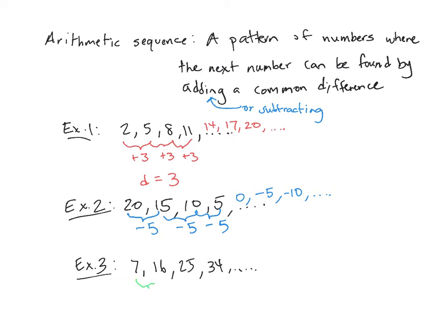So hopefully you realize we're going to be adding by 9. If I continue to add by 9, after 34, my next number would be 43. I could continue on with 52, 61, and so on, but hopefully you selected 43 there. That's how arithmetic sequences work. I'm looking at just selecting that next number in the pattern.